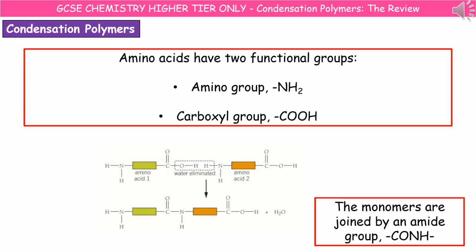which is the CONH. So if you have a look at the diagram, you can see that we've got our carboxyl group on the amino acid on the left, the amino group on the one on the right, and then what we're going to do is we're going to take the oxygen and the hydrogen from the carboxyl group, the hydrogen from the amino group, and that makes our water, and then we will join that together by the CONH bond, the amide group.